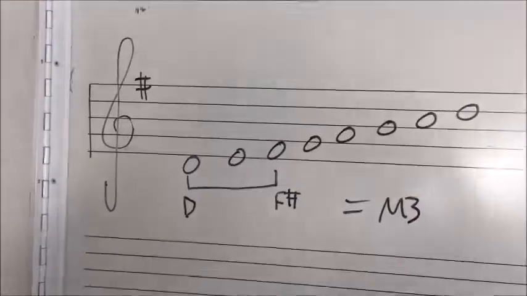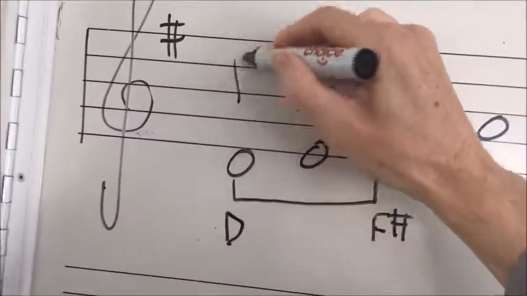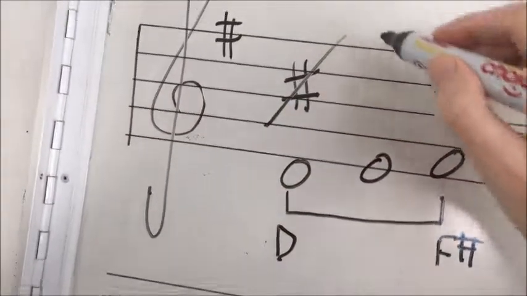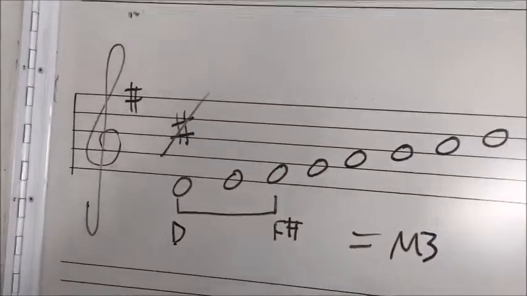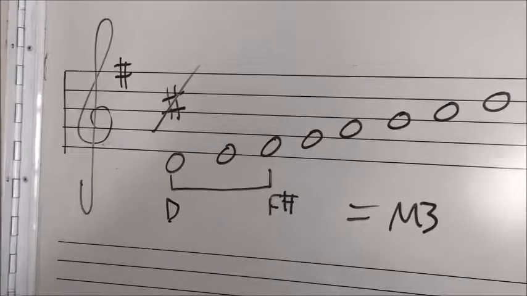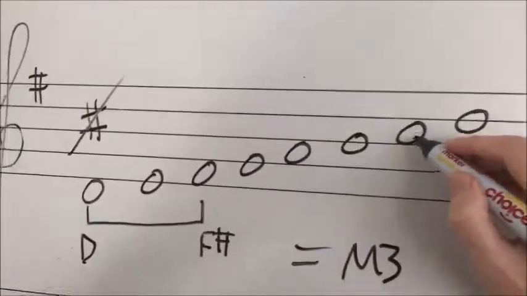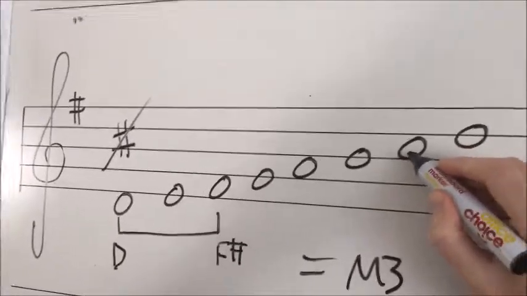We've got the F sharp, but we don't have the C sharp. So I'm going to write it in and then put a big line through it. So we're expecting that to be there, but it wasn't. So let's see what's happening on this C. We've just got a normal C, it's not a C sharp.